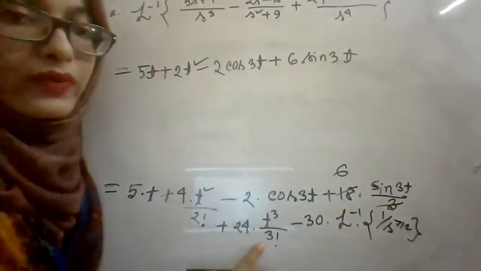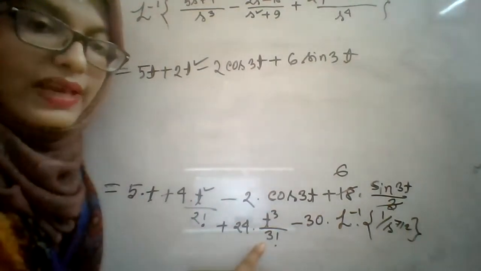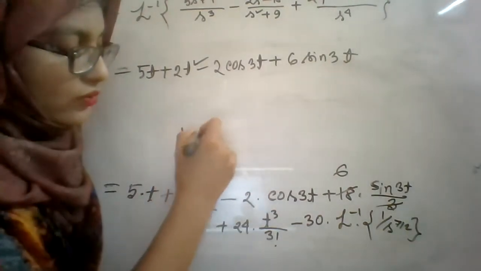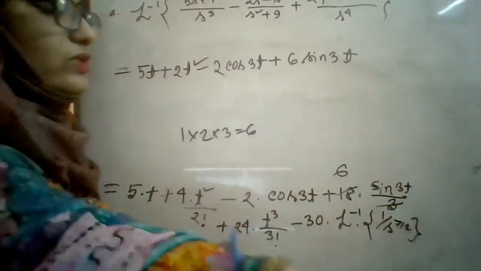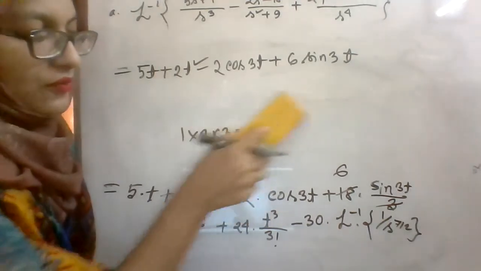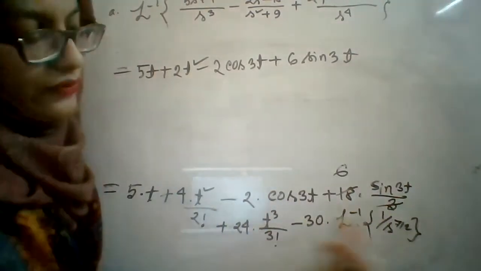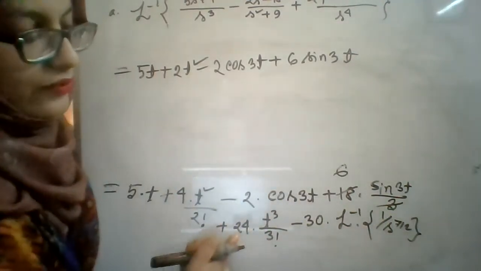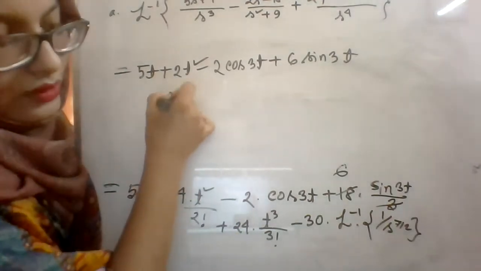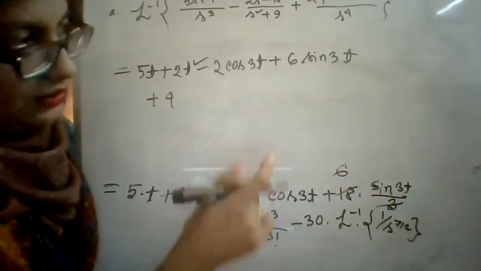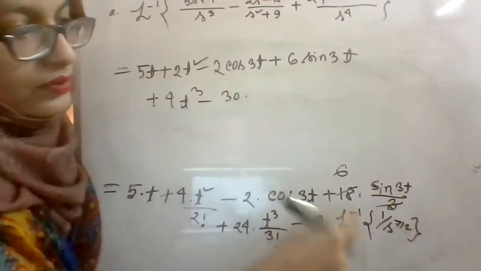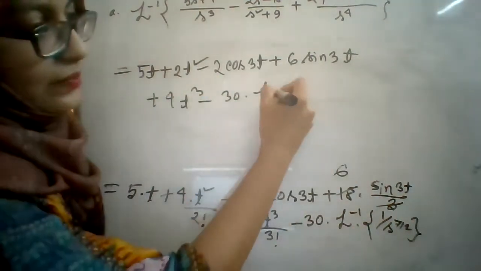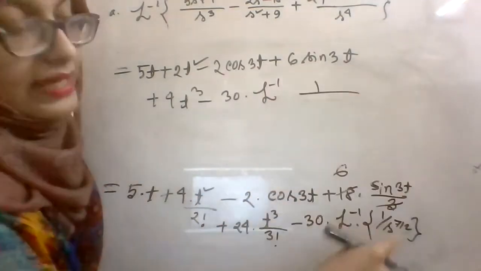From here, what is the value of 3 factorial? 3 factorial means 1 into 2 into 3, that means 6. So 6 will divide 24 by 4. 4 times 6 is equal to 24. So here it will be 4t to the power 3 minus 30 into inverse Laplace transformation of 1 by s to the power 7 by 2.